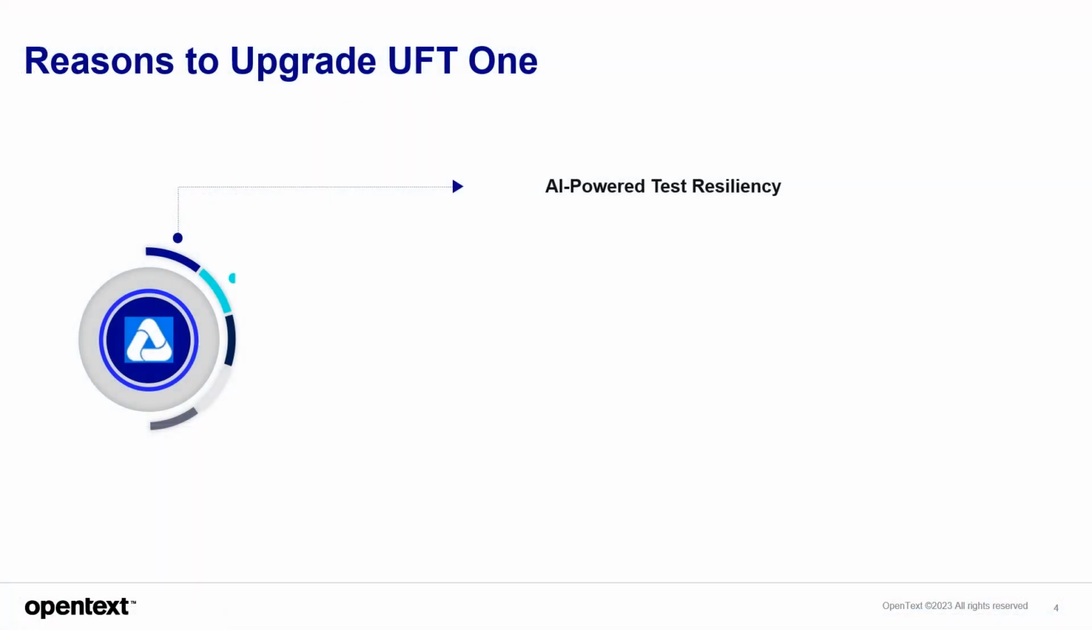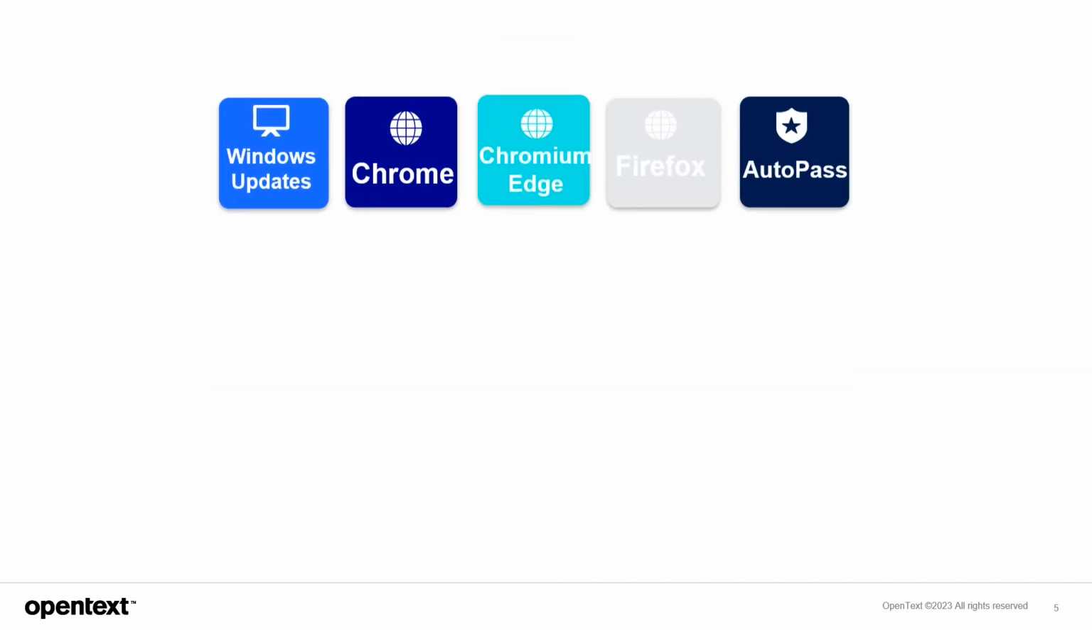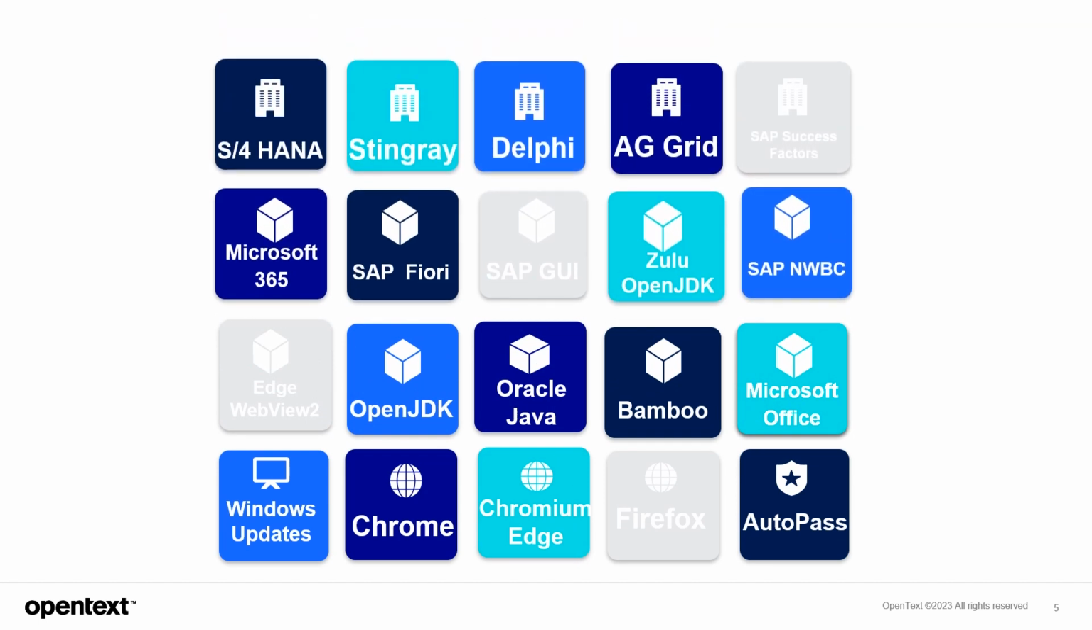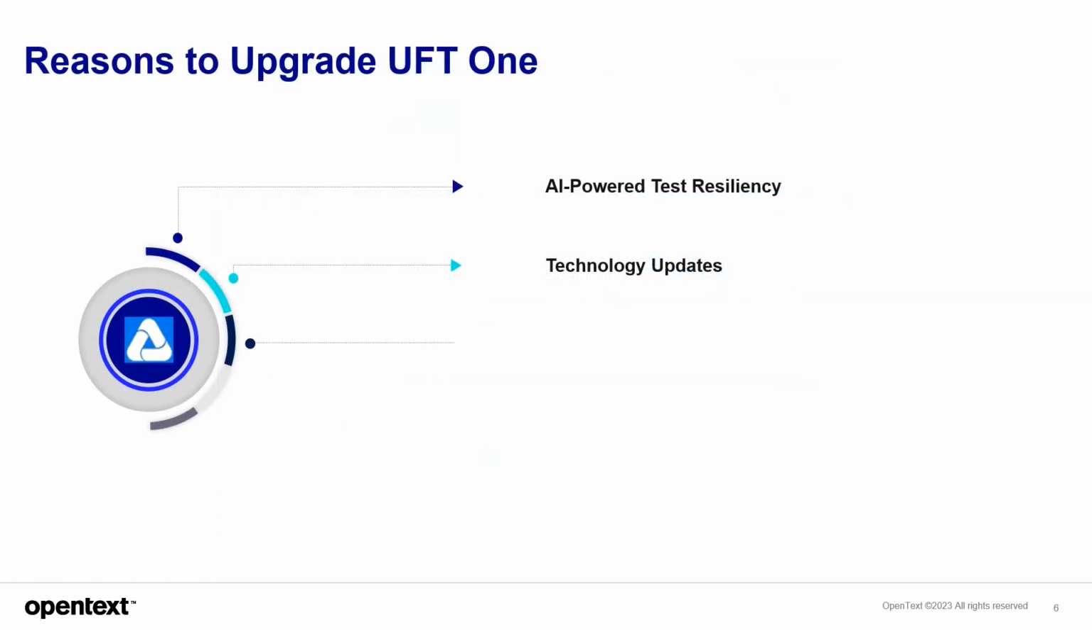Now let's talk about some technology updates. This UFT One release supports new versions of Chrome, Chromium Edge, and Firefox, and many new technology versions, including Microsoft products, Bamboo, Java, SAP, and more. Upgrading ensures you have access to the latest capabilities, such as improved object recognition, expanded platform support, new integrations, and much more. These enhancements can significantly streamline your testing processes, improve test coverage, and increase overall efficiency.